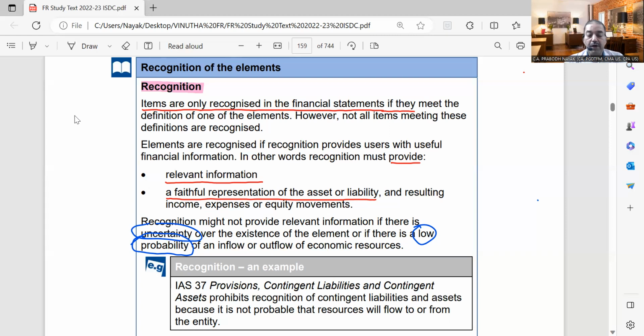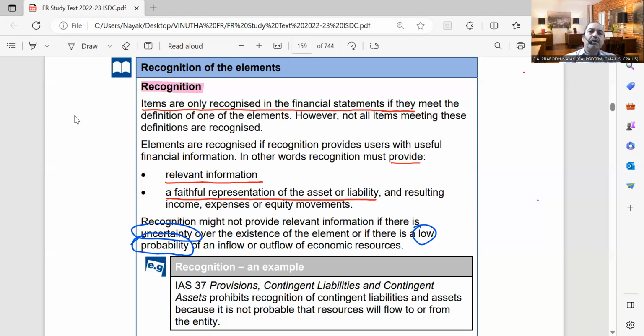Recognition might not provide relevant information if there is uncertainty over the existence of the element, or if there is a low probability of an inflow or outflow of cash. Cash meaning economic resources. So, 2 things are there. Recognition will not happen if it is not providing relevant information, and if it is uncertain, that means we do not know whether it will happen or not, and there is a very low probability that there will be either an inflow of cash or an outflow of cash.